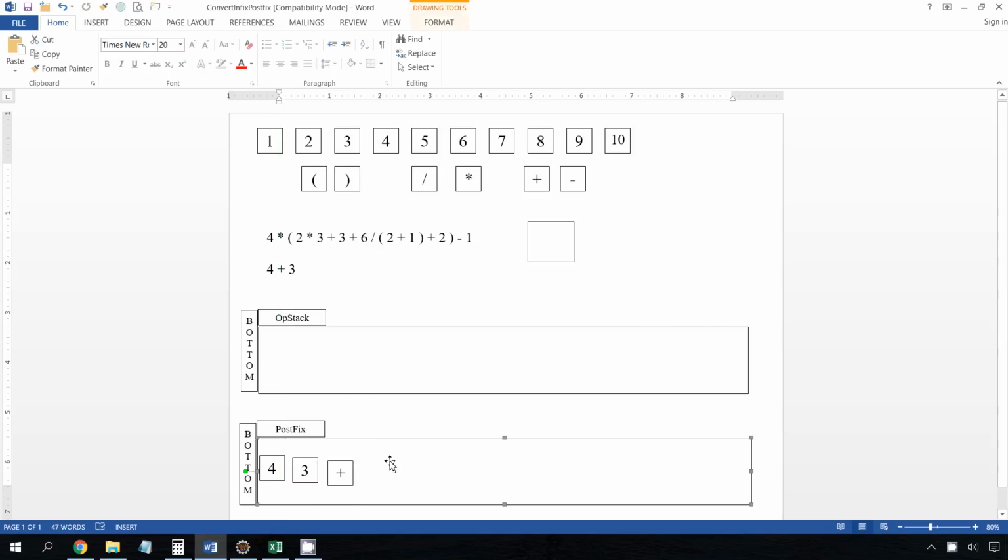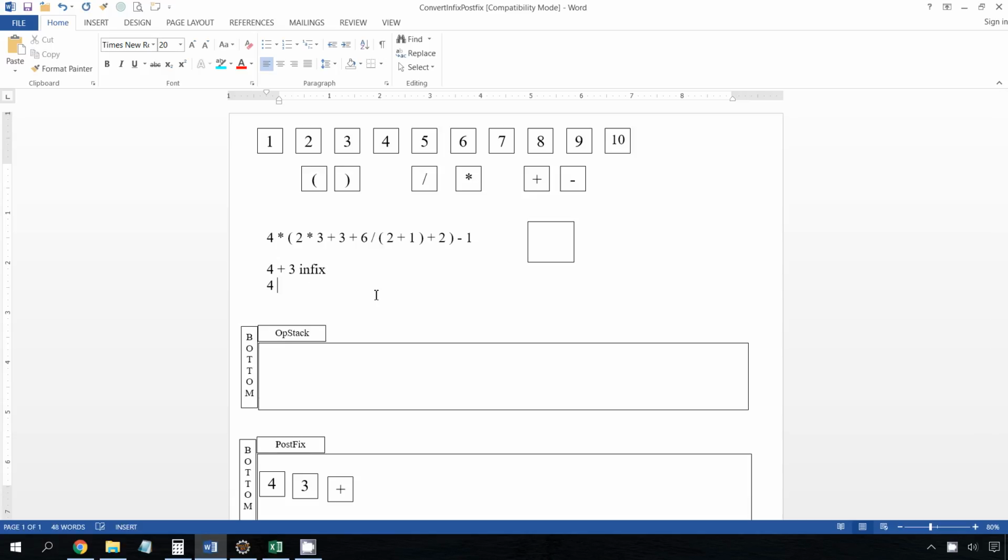And now if we read our postfix stack from bottom to top, we'll get our postfix expression. So if 4 plus 3 is the infix, 4 3 plus is the postfix. These are the equivalent infix and postfix expressions. Again, in the next video, we'll see how we can use a stack to actually evaluate something like this. But right now, all we're trying to do is convert from this to that.